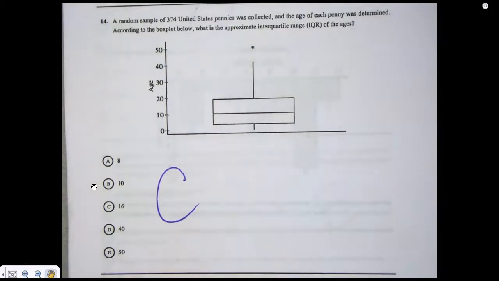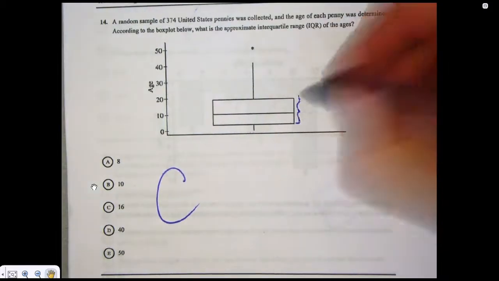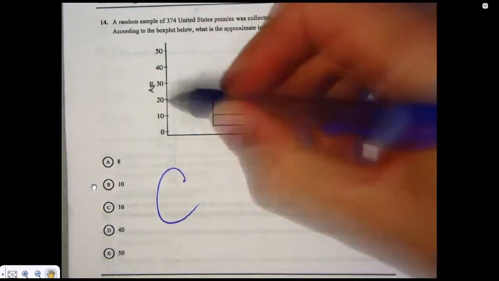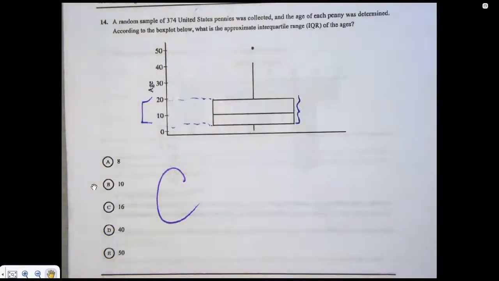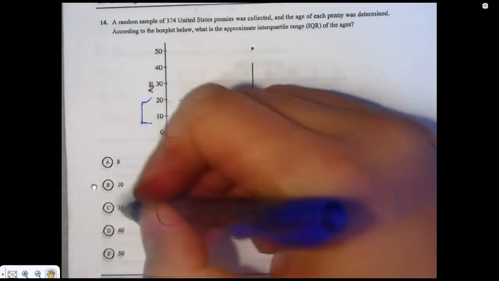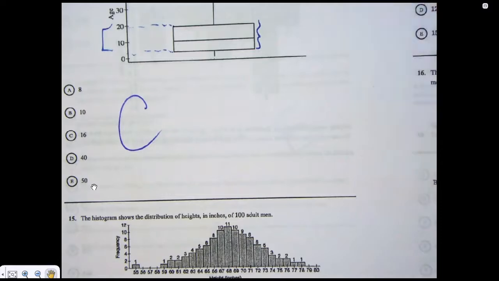14. So this is just asking you for the IQR. IQR is the size of the box. So that's approximately 20, that's approximately 5. So this distance, I was like, okay, that's about 15. And then the closest one is 16. So that makes good sense.